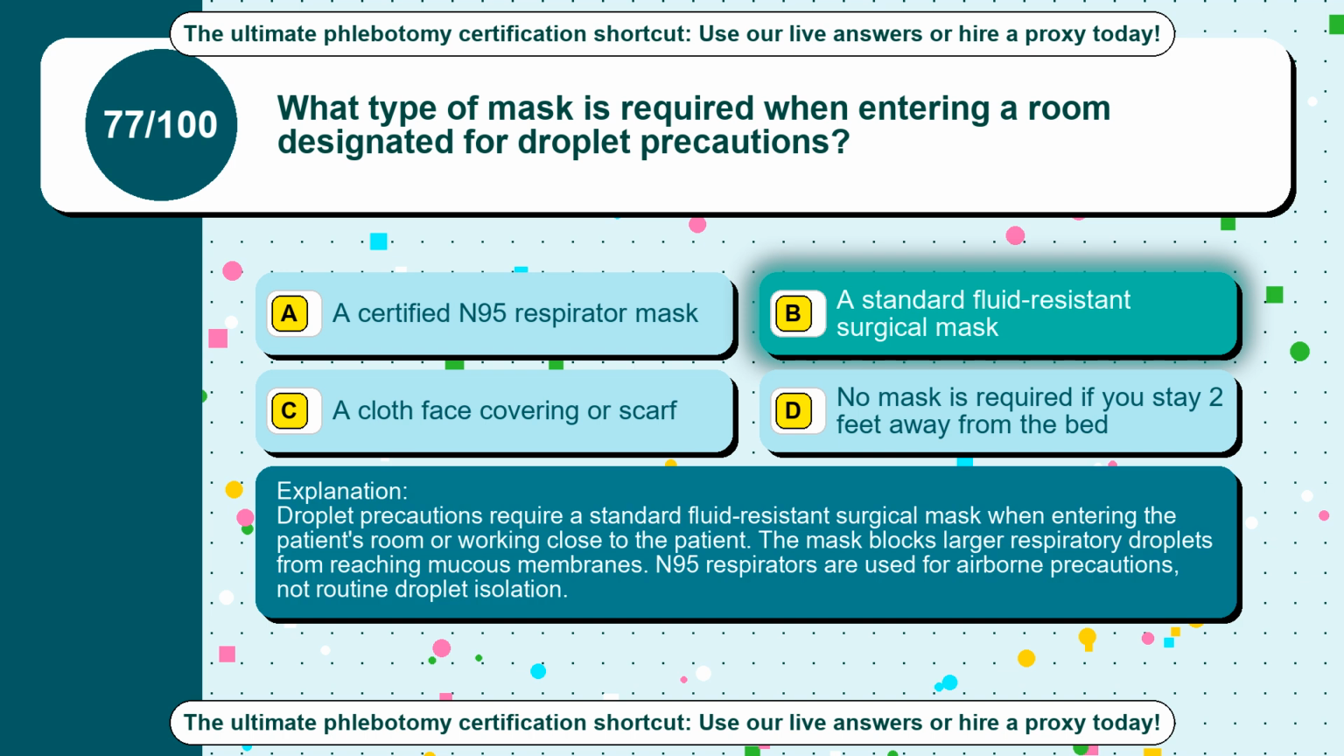Droplet precautions require a standard fluid-resistant surgical mask when entering the patient's room or working close to the patient. The mask blocks larger respiratory droplets from reaching mucous membranes. N95 respirators are used for airborne precautions, not routine droplet isolation. Question 78.